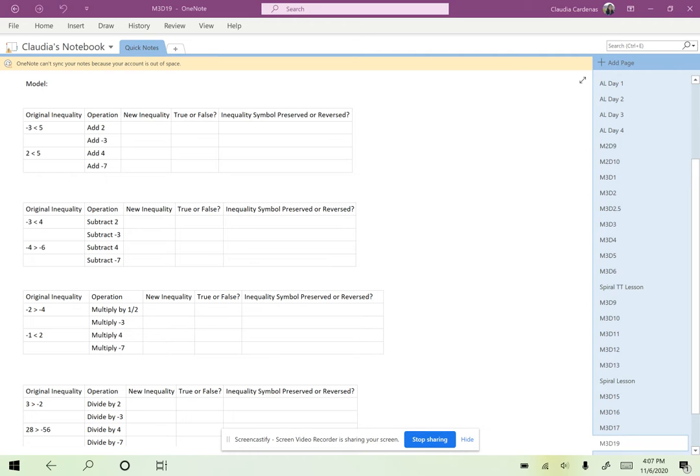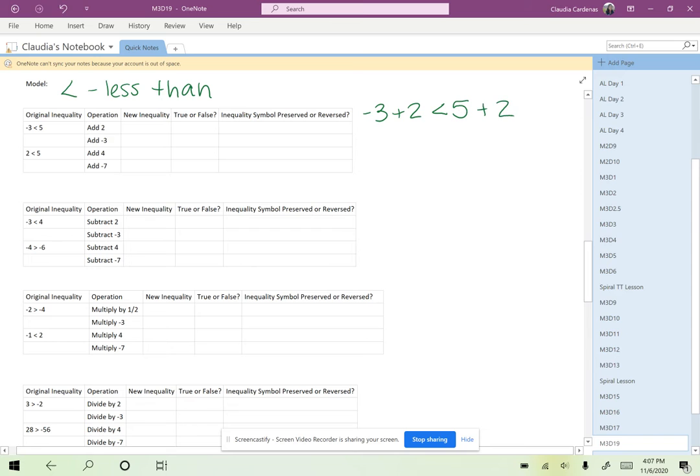So we see this inequality, and I see that it's -3, and I see this symbol here, and I know that this means less than, so we're going to write that down in our notes. -3 is less than 5, which we know is a true statement. Then the second column wants us to add 2 to both sides, because what we do on one side has to be done to the other. So -3 plus 2 is less than 5 plus 2.